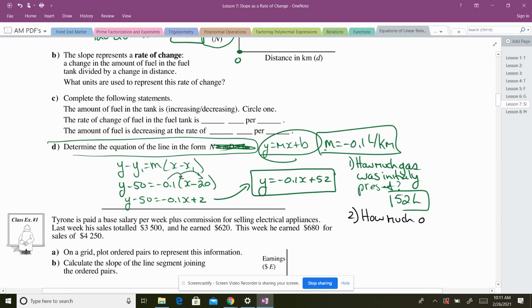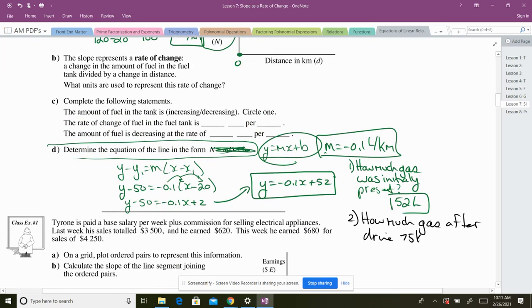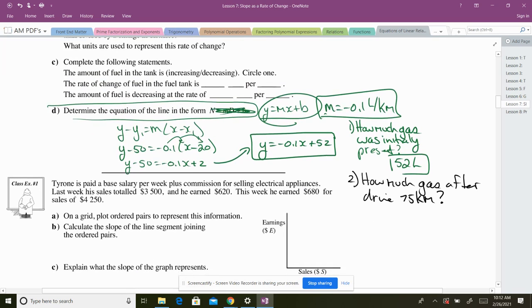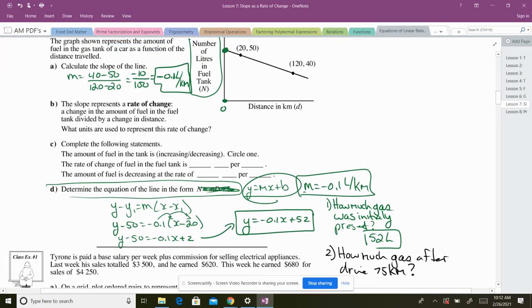How much gas is left after you drive, I don't know, how many kilometers you want to drive? 75 kilometers. Too bad. You've driven 75 kilometers. How much gas is left? I'm essentially saying, we're at 75 kilometers there. I want to know what this number is.